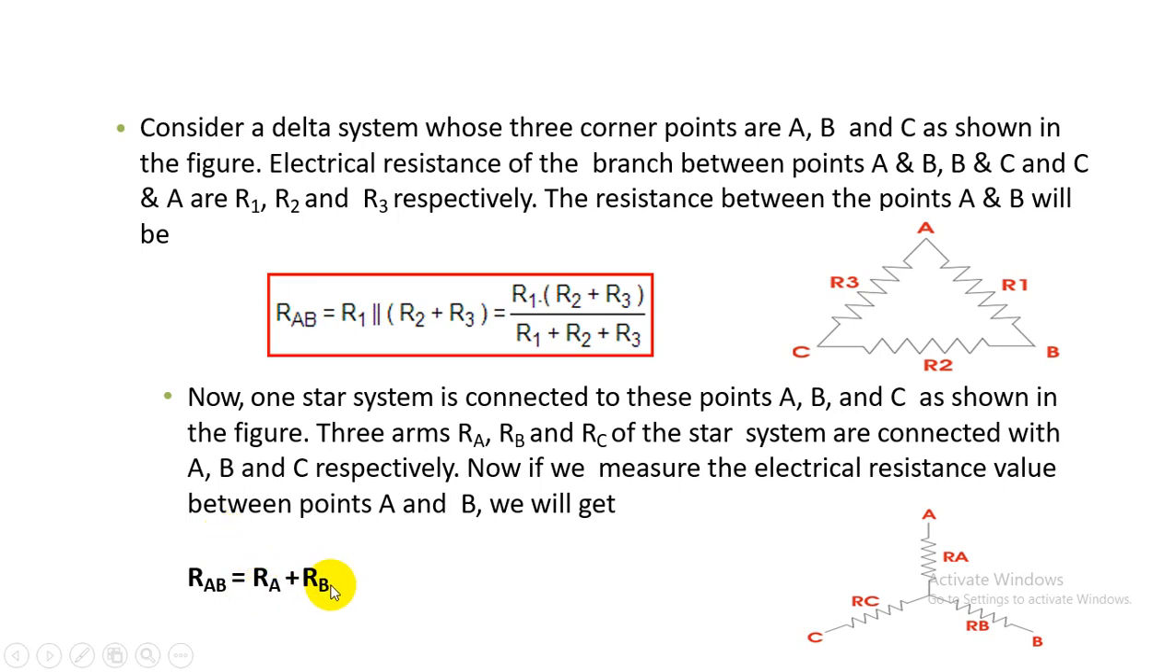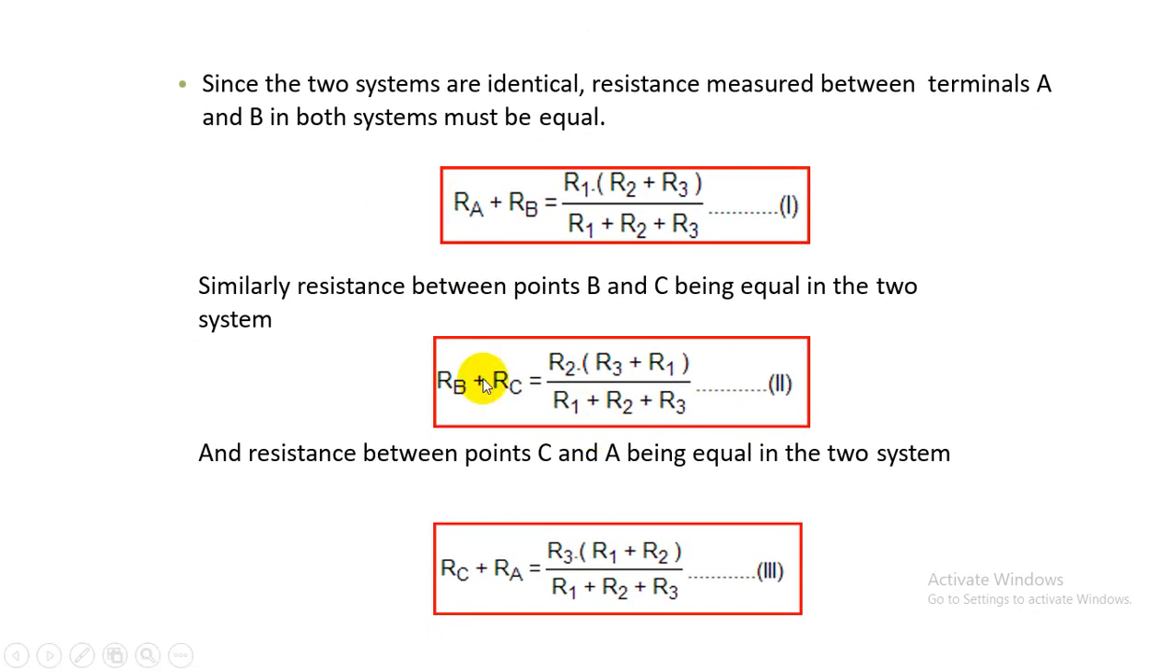These two are identical, and because we are applying the source across the same terminals, we can equate them. Then RA plus RB is equal to R1 times R2 plus R3, upon R1 plus R2 plus R3. Like this we get one equation.